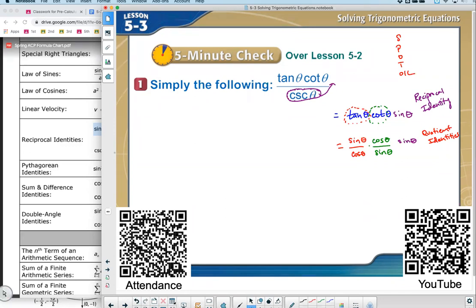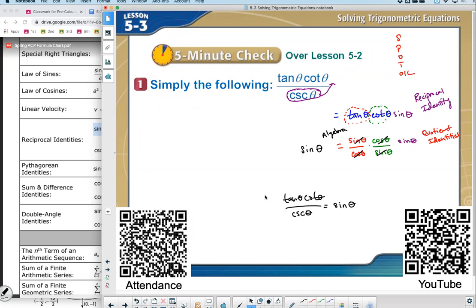So what can I do from here? I can notice that this sine and this sine cancel each other out. They're factors because these are multiplying, dividing, so you can cancel factors. So that sine and that sine will cancel or simplify. And these cosines will simplify, which means I am left with sine theta. And that was after doing a little algebra there. If you were naming that step, it would be called algebra. And so lo and behold, we find out that tangent theta times cotangent theta divided by cosecant theta equals sine theta.